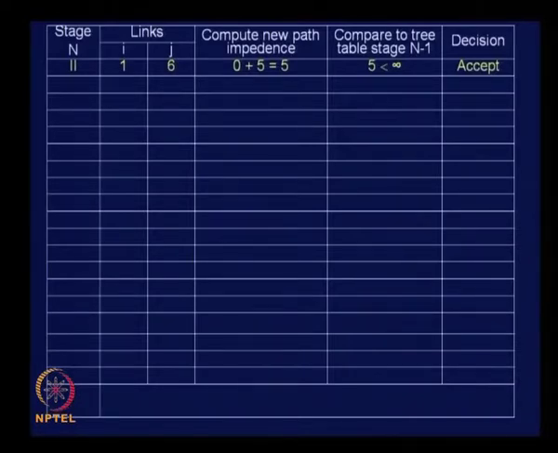In stage 2, link ij has starting node I as 1, ending node is 6, and compute new path impedance. We have computed 0 plus 5 is 5 minutes, and then compare to tree table stage n minus 1, the previous stage which was infinity. So, we say 5 minutes is less than infinity. So, we accept this travel time as 5 minutes. 1 to 6 is 5 minutes, even though it is obvious.